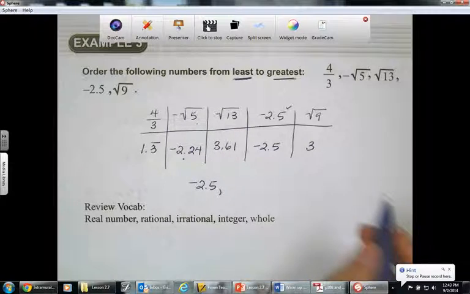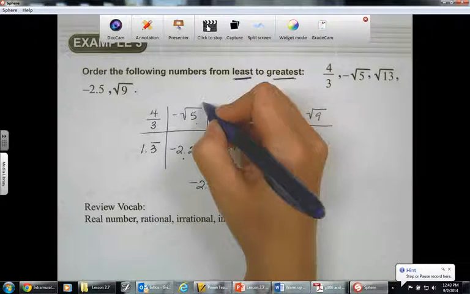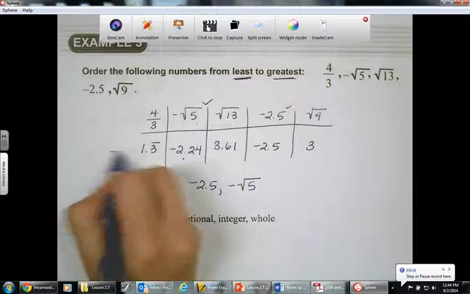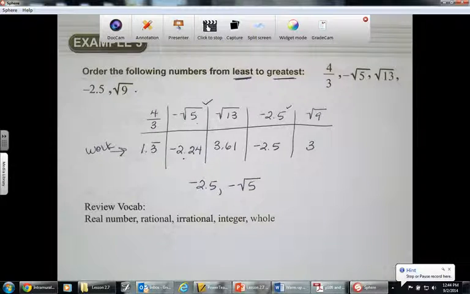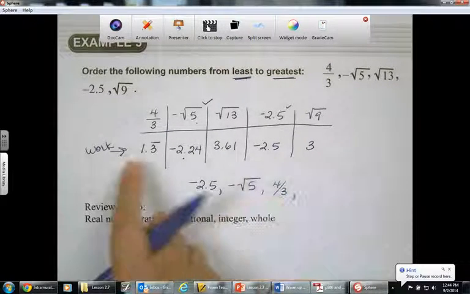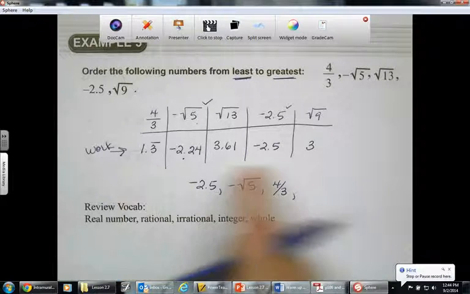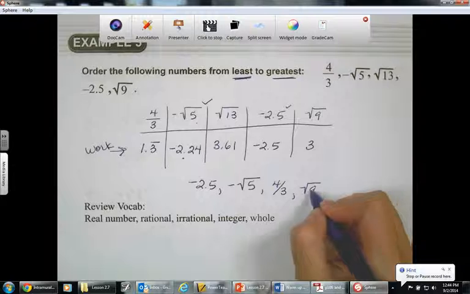So negative square root of 5. You can't use your numbers. You have to order these. This right here is our work. We can't order the work. We have to order their numbers. All right, so then the square root of 5. Then I'm going to go to my positive ones. Looks like 4/3 is next. And then after 4/3, it's looking like square root of 9. And then the square root of 13.